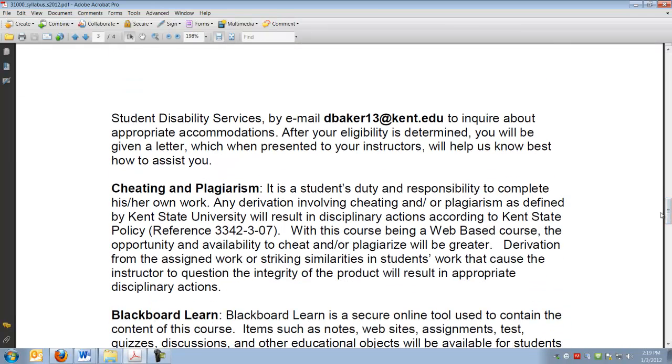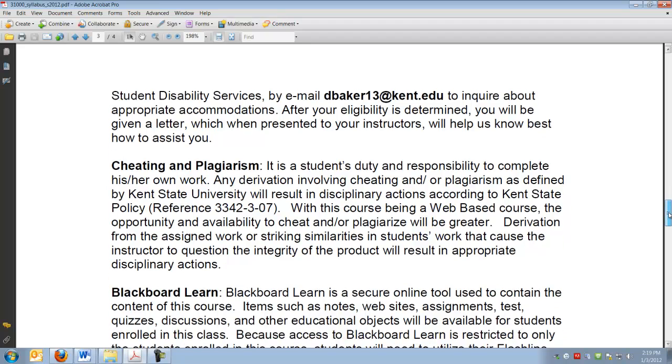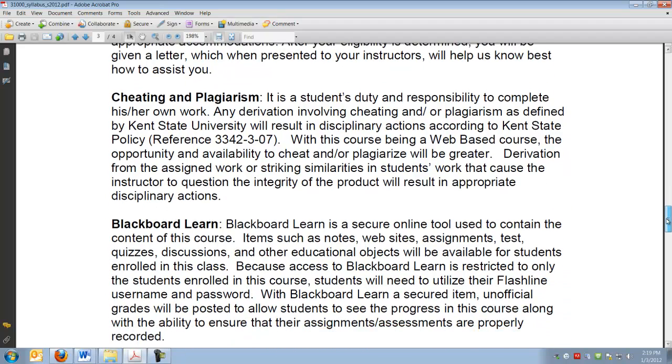Cheating and plagiarism. Because there will be some writing in this course, there may be some opportunity, I'm not saying it's a good thing, for cheating or plagiarism. If you're not quite sure what cheating or plagiarism is, the Kent State policy is referenced there that states exactly what is considered cheating or plagiarizing. In a nutshell, if you use someone else's work and don't give credit, that's basically what cheating and plagiarism is. So do that correctly, or don't do it at all, and everything will be okay.